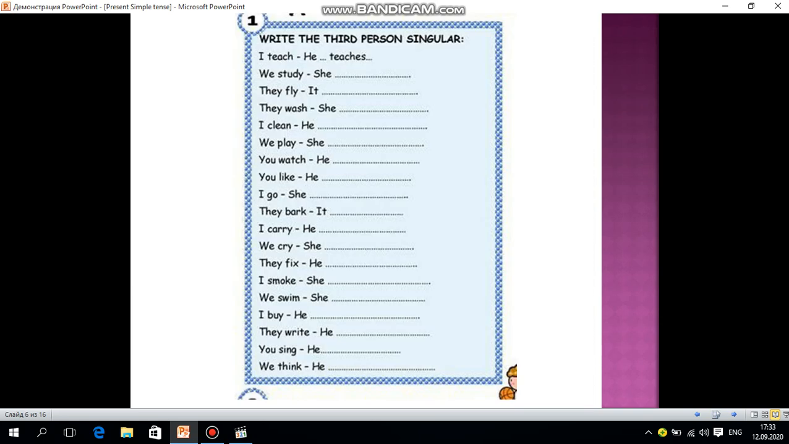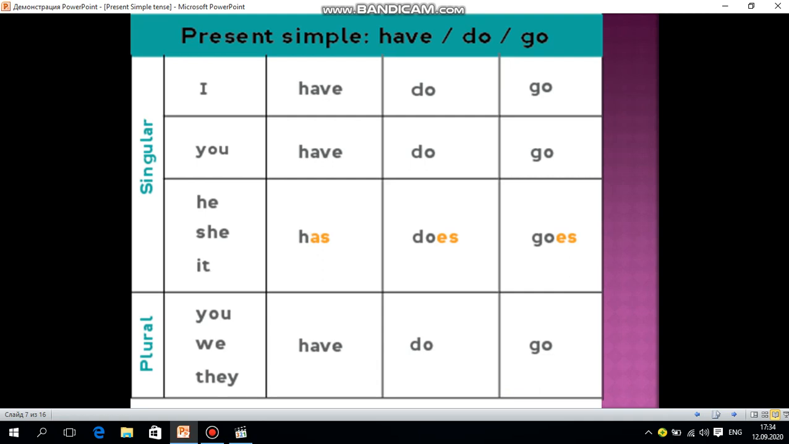Here is an exercise in which you should write the third person singular. I teach, he teaches. We study, she studies. They fly, it flies, and so on. We use has, does, goes in the third person singular. Here is an example. He has his lessons every morning.